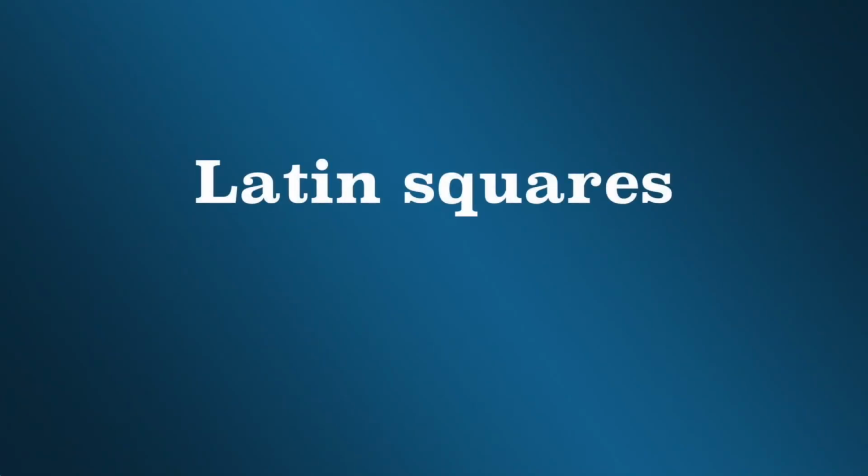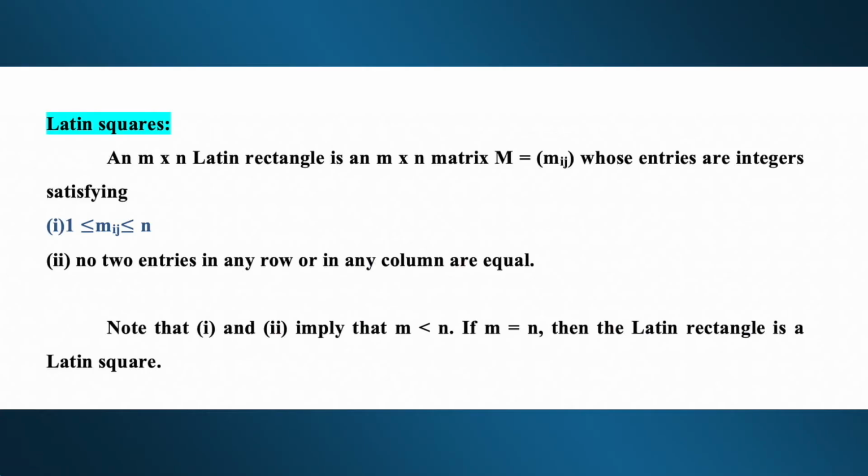Now, we will discuss Latin squares. An m by n Latin rectangle is an m by n matrix M, that is the matrix m_ij, whose entries are integers satisfying the conditions. First condition: 1 less than or equal to m_ij less than or equal to n, and the second condition: no 2 entries in any row or in any column are equal. We note that these 2 conditions imply that m is less than or equal to n. If m is equal to n, then the Latin rectangle is a Latin square.